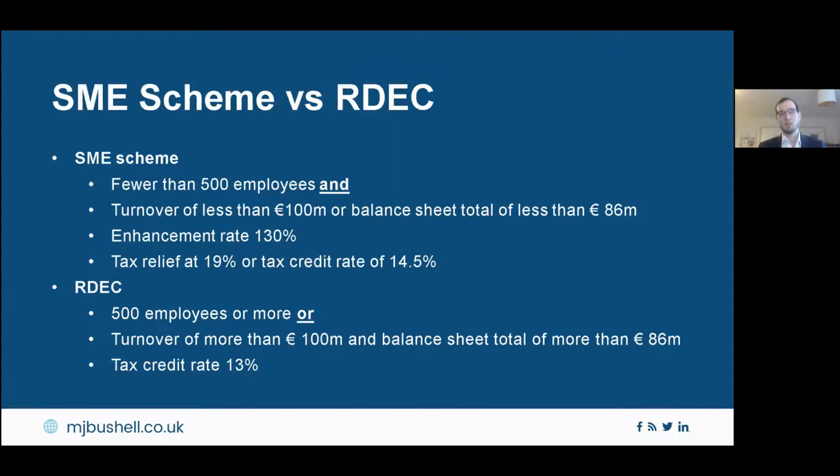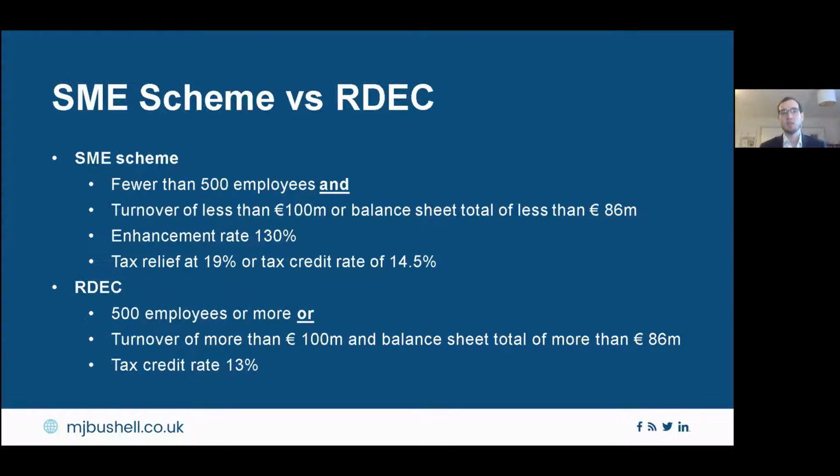The second scheme that you can make a claim through is called the RDEC scheme. That stands for Research and Development Expenditure Credit Scheme. Now, this scheme is normally for large companies that are carrying out R&D. So this is companies that have 500 employees or more, or a turnover of more than 100 million euros and balance sheet total of more than 86 million euros. This is still a really beneficial tax relief. It's just not as beneficial as the SME scheme.